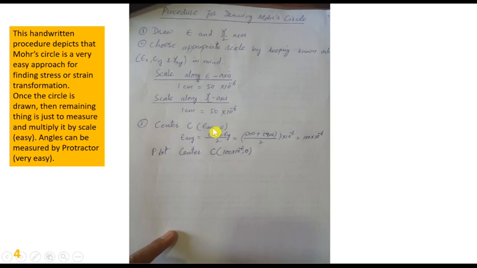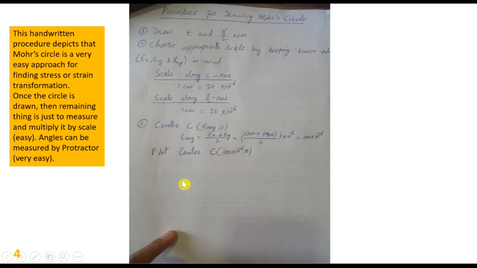Then center C and its coordinates, as we know from the previous lecture, are epsilon average comma 0, and epsilon average is (sigma x plus sigma y) by 2, which is equal to (500 plus its value was negative, that's why negative is written here) by 2 into 10^-6. I have taken 10^-6 common from overall to make things easy, so the result will be 200 by 2, 100 into 10^-6. So plot center C at 100 into 10^-6 comma 0.